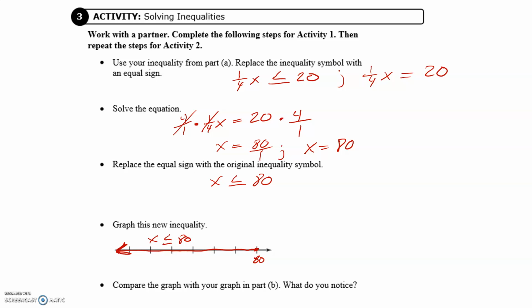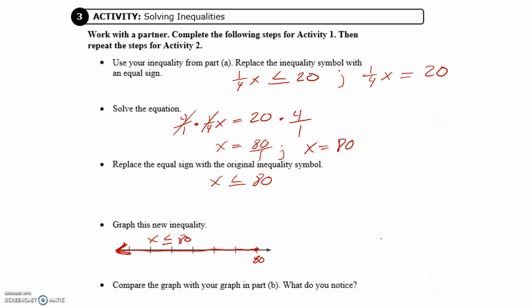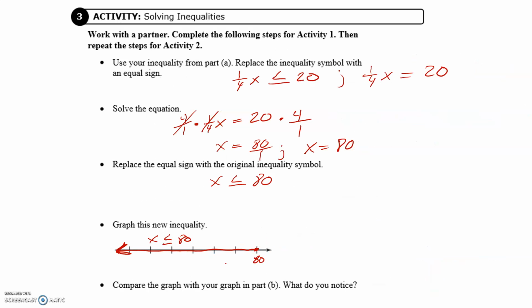All right, now compare this with part B, and it should be very similar. I wasn't graphing an inequality here. I was just placing all the possible values. That's why I have all these individual dots. But if you notice, 80 was my max, and all my other values were less than 80. And so that's how they are similar.